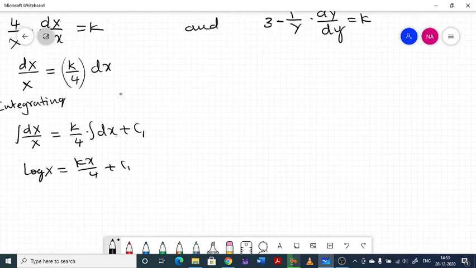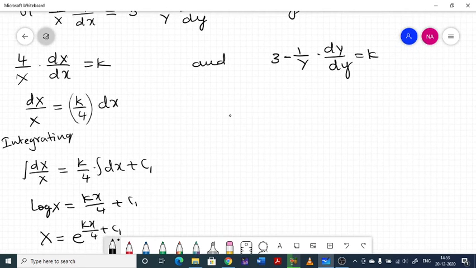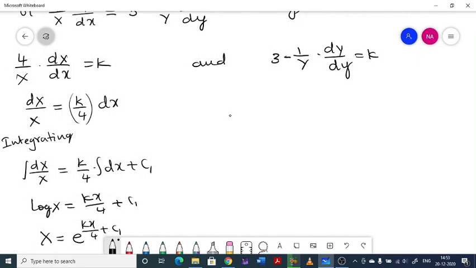So from this capital X equal to e power kx by 4 plus c1. Similarly, come to this one. Here, this term exchange with this, you will get 3 minus k equal to 1 by Y d capital Y by dy. Then simplifying this, d capital Y by capital Y equal to 3 minus k into dy.